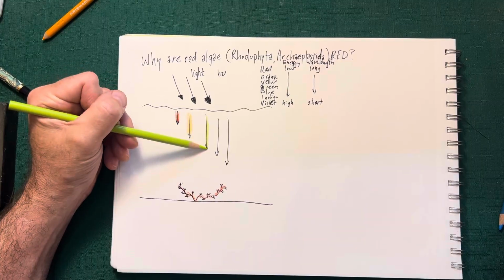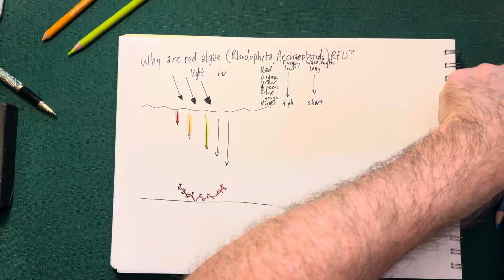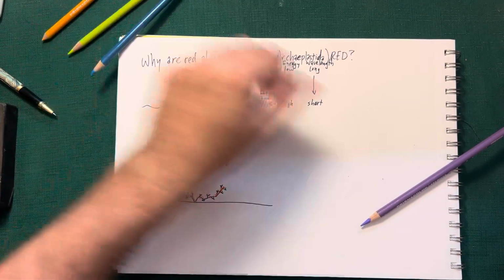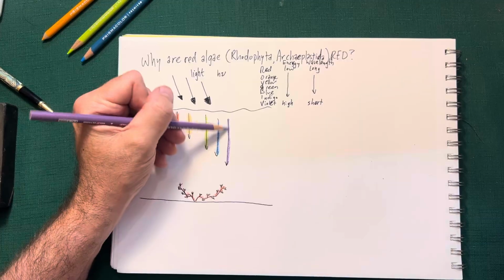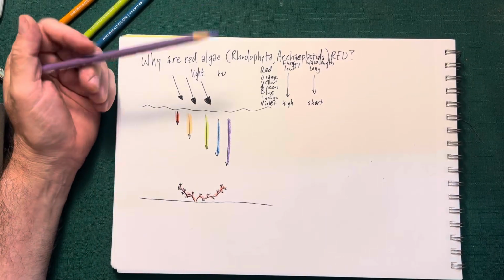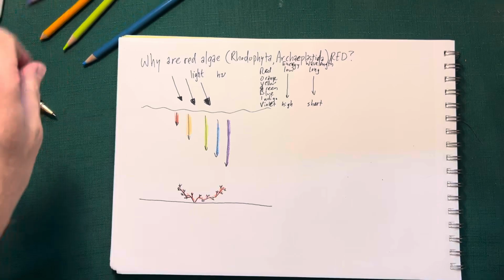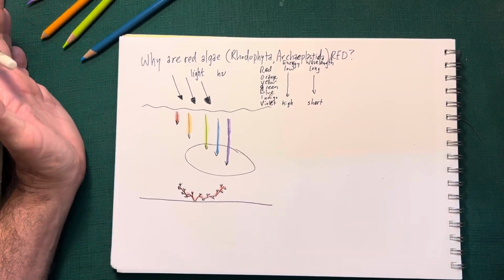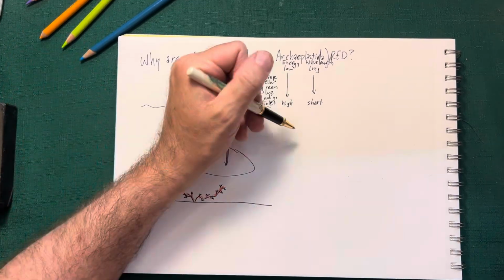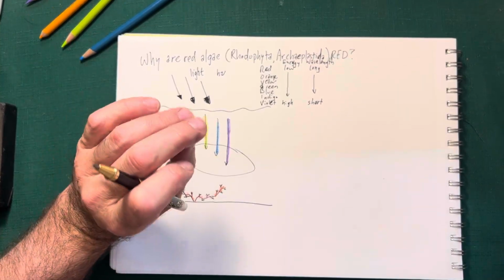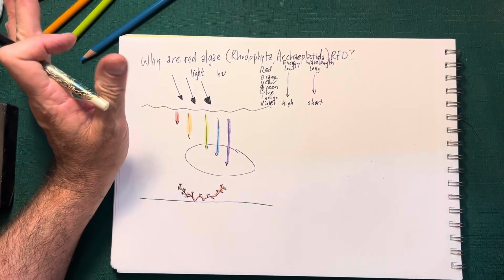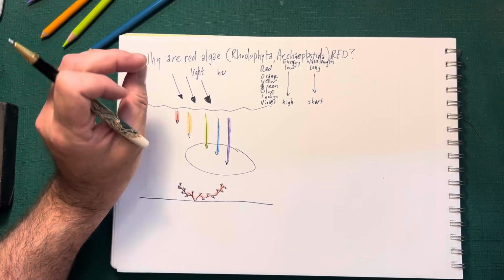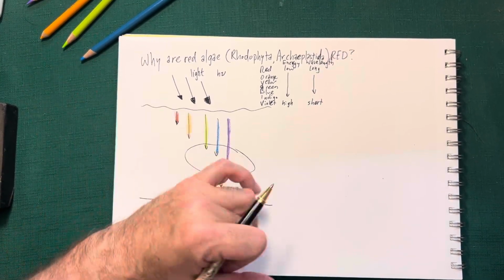So the deeper we go, the more the wavelengths of light are going to get filtered out, till by the time we get down to where the red algae is, there's only these higher energy forms of light left to allow for photosynthesis. So remember that a green leaf is green because it is absorbing every color of light except green. It's reflecting it and transmitting it.